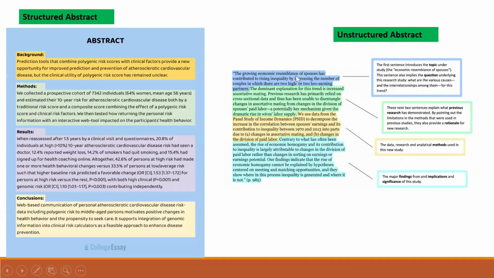This is the background of the study. It explains the previous research, points out the limitations of the methods and the knowledge gap. Then it gives us the main results, the major findings, and the implications and significance of the study.